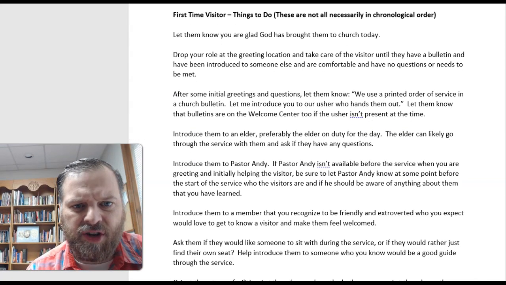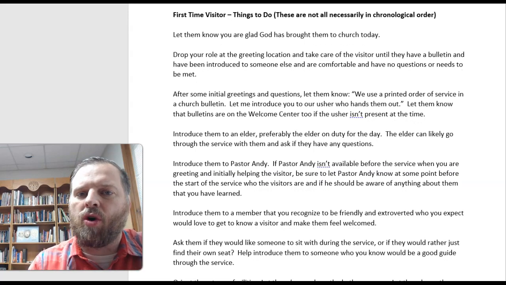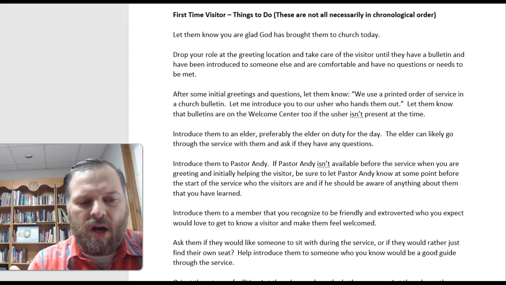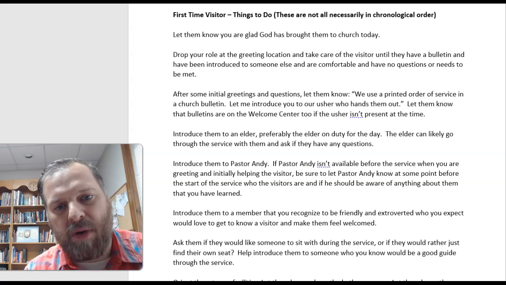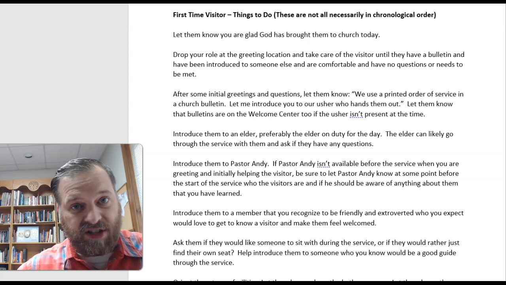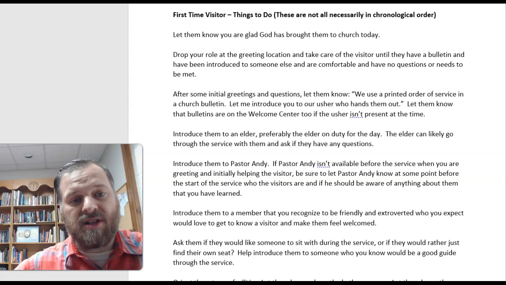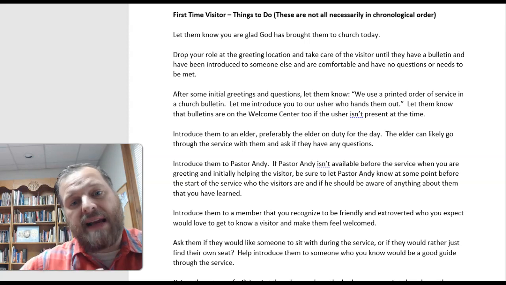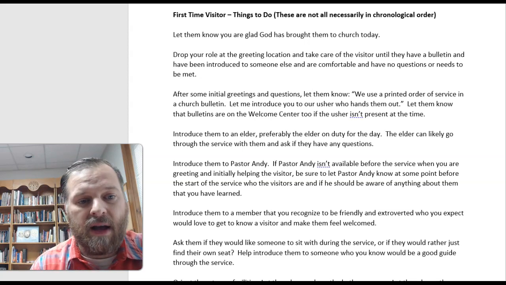First-time visitor, things to do. These are not necessarily in chronological order. You need to fill it out as you interact with the individual. Let them know you're glad God has brought them to church today. I'd say that's number one, okay? Even maybe before you ask them questions, when you find out that they're a first-time visitor, "Well, I'm glad God brought you to church today," and then ask some of those other questions that I recommended.